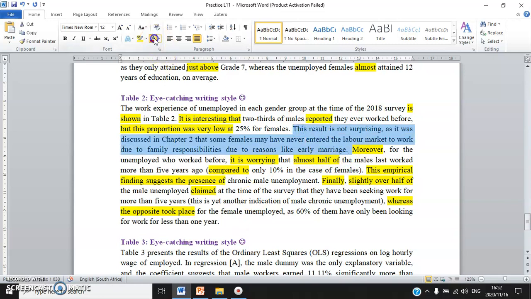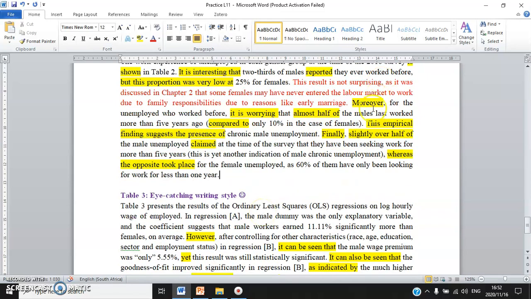So this sentence is important because you are trying to link your chapter 4 empirical findings with the chapter 2 literature review, the linkage or the synthesis or integration between different chapters in this case. Moreover, for the unemployed who worked before, it is worrying that almost half of the males unemployed last worked more than 5 years ago, in bracket, compared to only about 10% in the case of females. This empirical finding suggests the presence of chronic or long-term male unemployment.